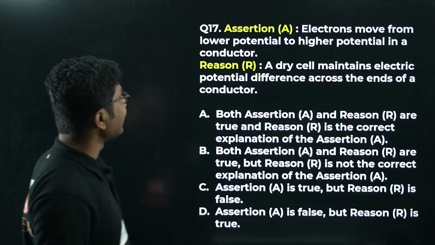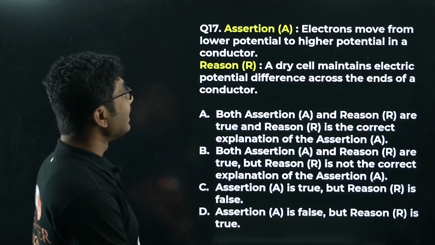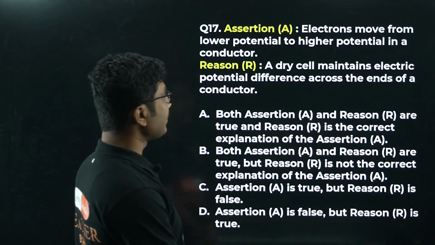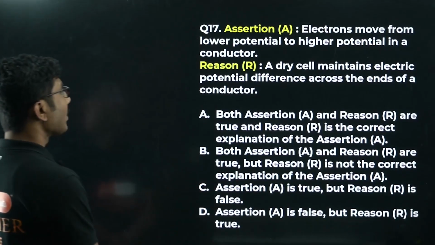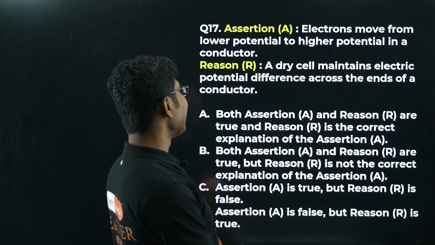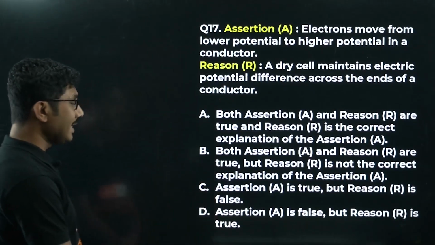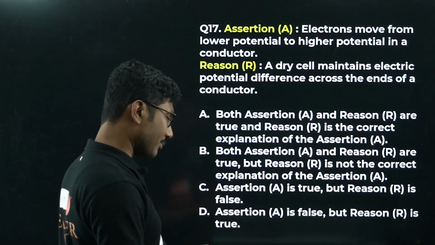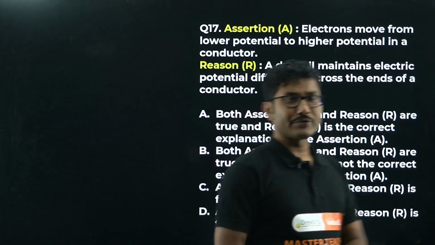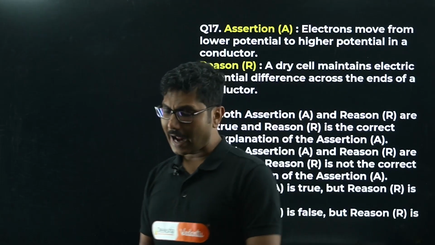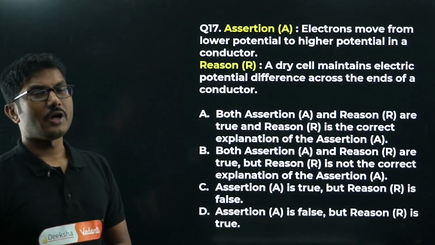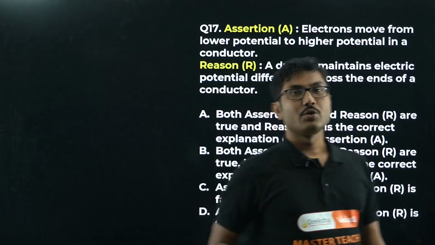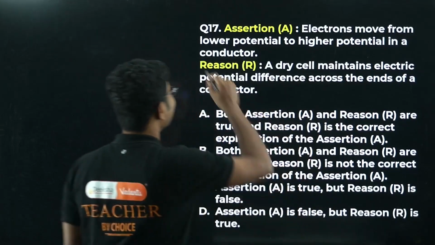Next question, number 17, another assertion and reason based question. Electrons move from lower potential to higher potential in a conductor. Electrons move from lower potential to higher potential, definitely yes. Current flows from higher potential to lower potential, and electrons move in the opposite direction to that of the current. So that means electrons move from lower potential to higher potential. So the assertion is correct.